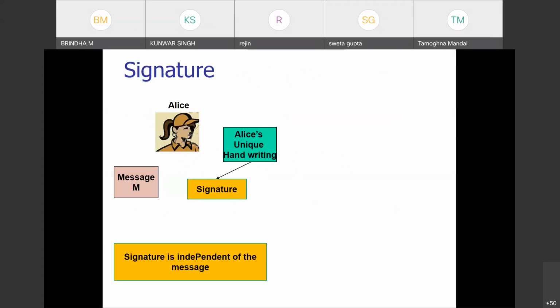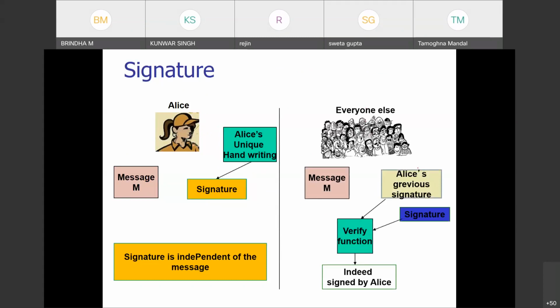You see here the report card. This is the principal, the director of NIT, and the student needs the director's signature on his report card. What do you do? The director has some unique handwriting skill, and with that skill he makes the signature. Only the director knows this, and everyone else who knows the director's previous signature can easily verify it. This is how a normal signature works.